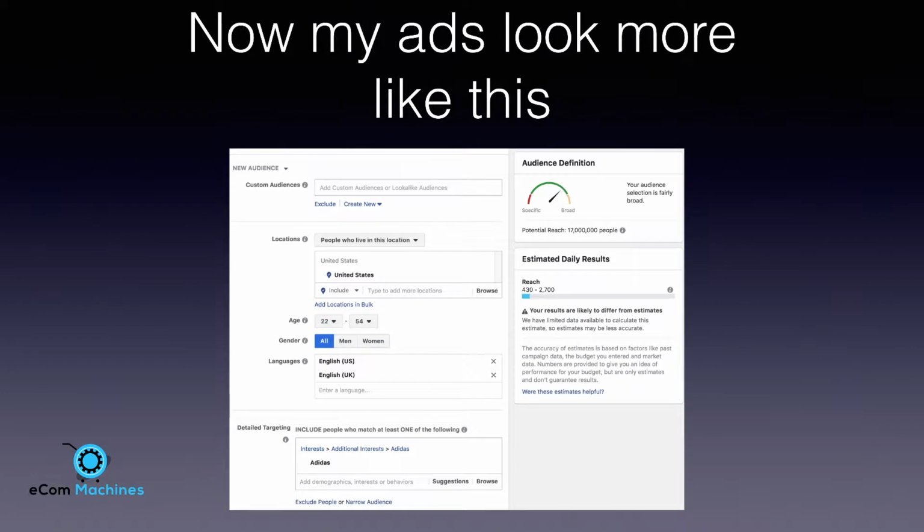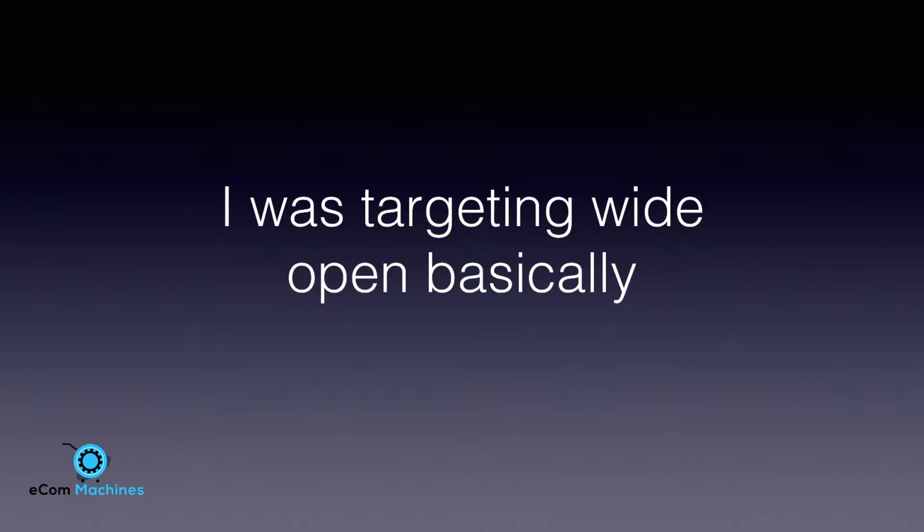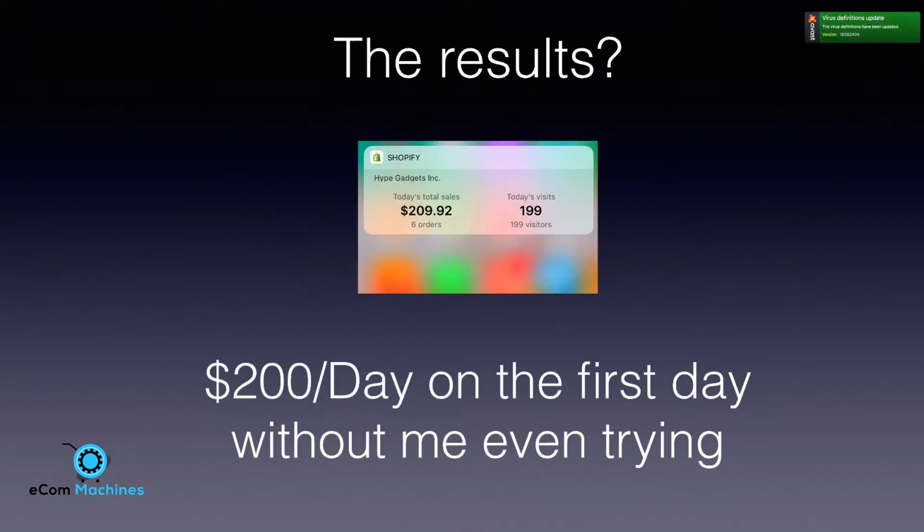Now my ads look more like this. You guys can see that I have a potential reach of 17 million people, and I'm targeting Adidas because this was a shoe product. I'm going to actually show you guys the exact product that I was targeting with this. But you guys can see it's super broad, nothing crazy. The age is pretty much wide open as long as they speak English. And I think I was targeting Instagram here, but as long as they speak English and are interested in Adidas, I wanted to reach these people. I was targeting really wide open almost.